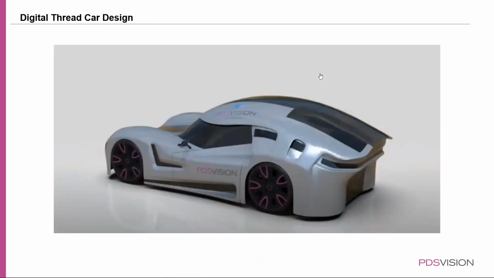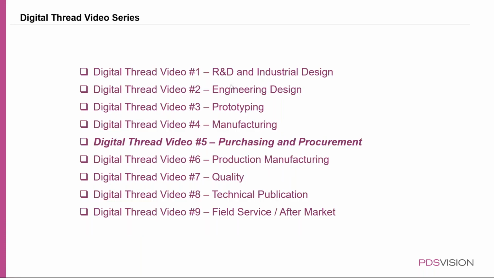All right, so if you've watched our previous digital thread series, then you've seen this car before. This is what our digital thread is based off of, going in and showing how different areas of this car can basically be linked together through all the different departments within a company. So what we've done up to this part, we've done our first video, which was the R&D and industrial design piece of it.